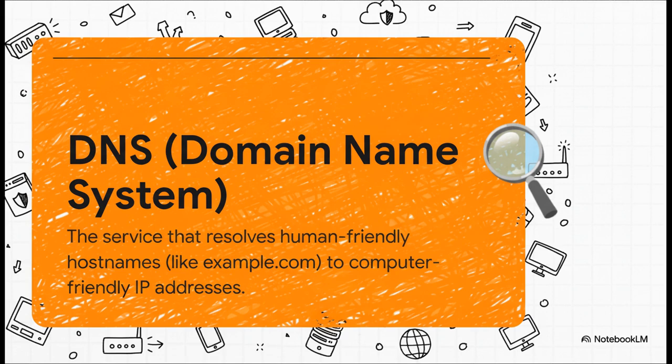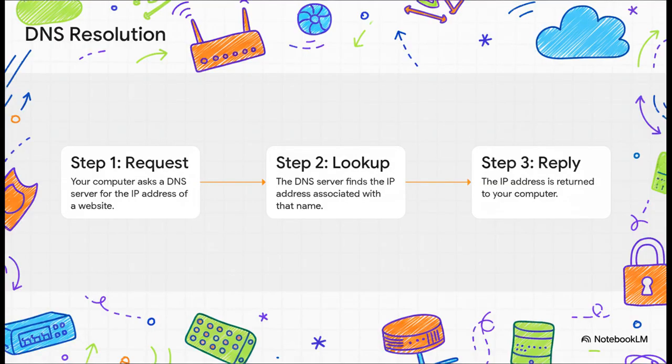DNS, the Domain Name System, is the magic service that handles this translation. It is literally the phone book for the entire internet. You give it a name, it gives you the right number. And this all happens through this lightning-fast, totally invisible conversation. Your computer basically shouts out to a DNS server, "Hey, what's the number for example.com?" The server instantly looks it up in its massive directory and replies with the correct IP address.